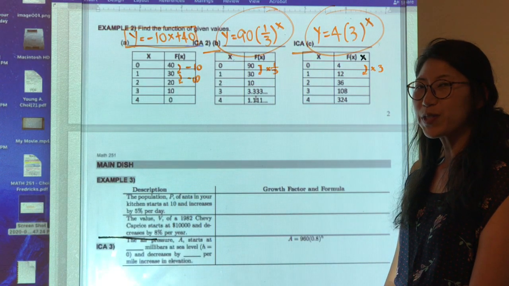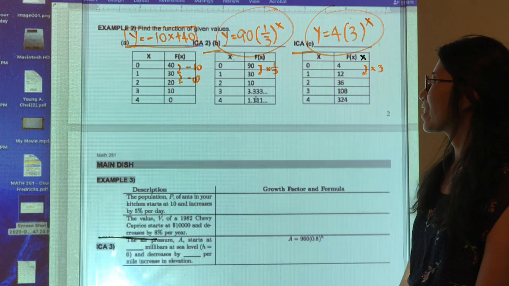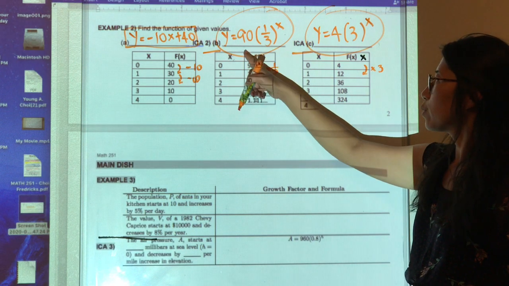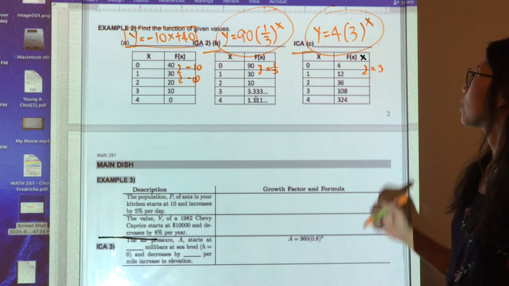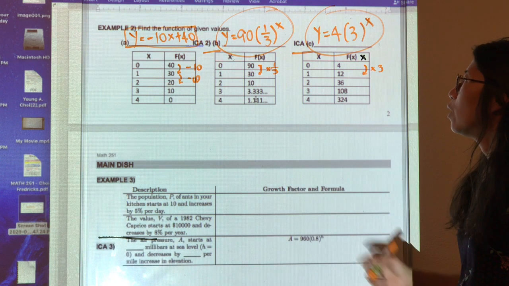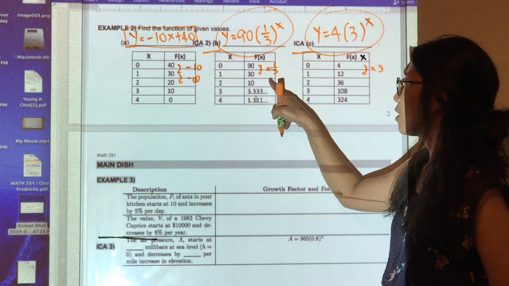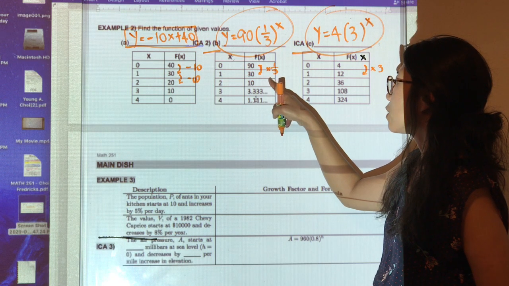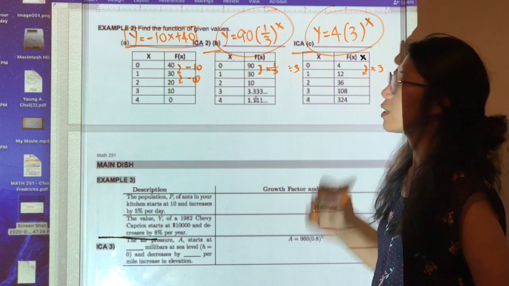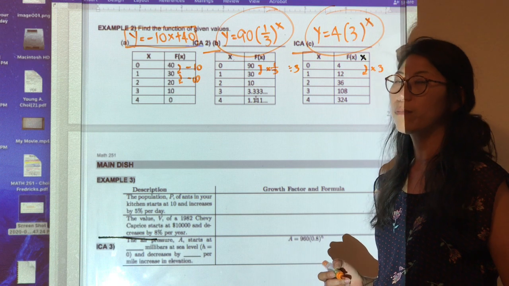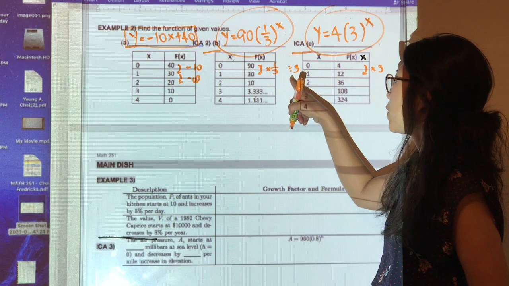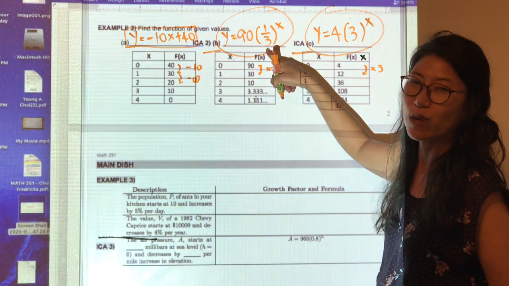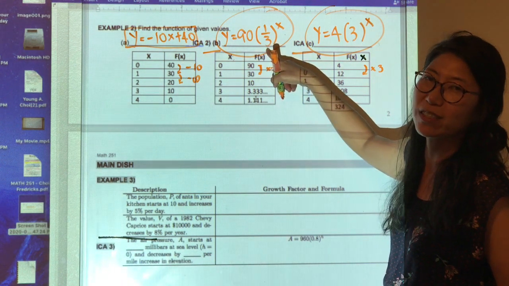Okay, so I want to check the answer for the in-class activities. The answer for the first one is 90 times (1/3)^x. The second one is 4 times 3^x. What you need to be careful about here is that although it is divide by 3, we always express an exponential function with multiplication. So instead of using divide by 3, you can rewrite it as times 1/3. That we will use as the growth factor.